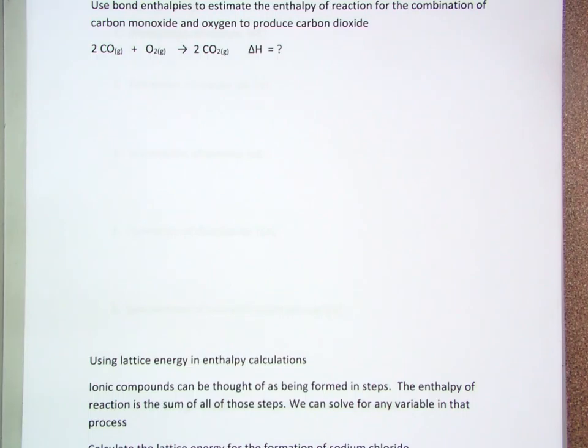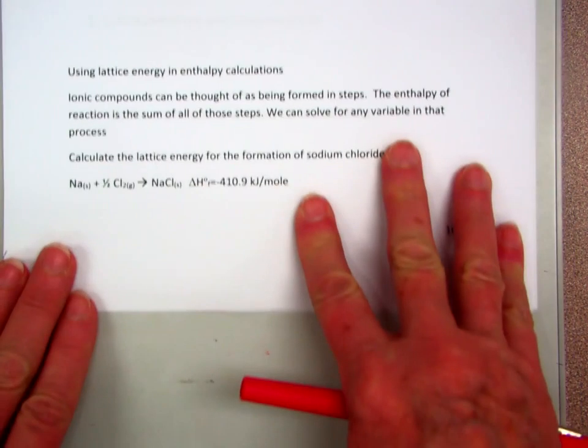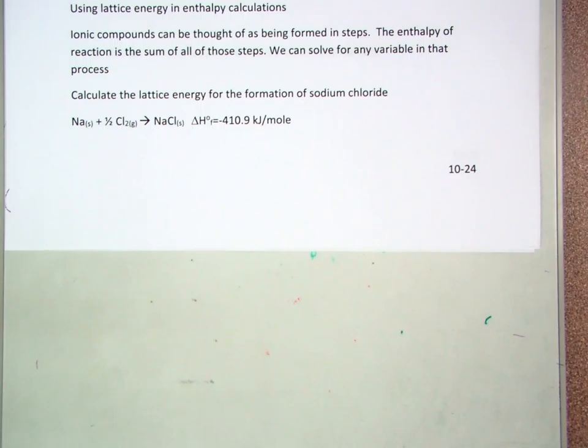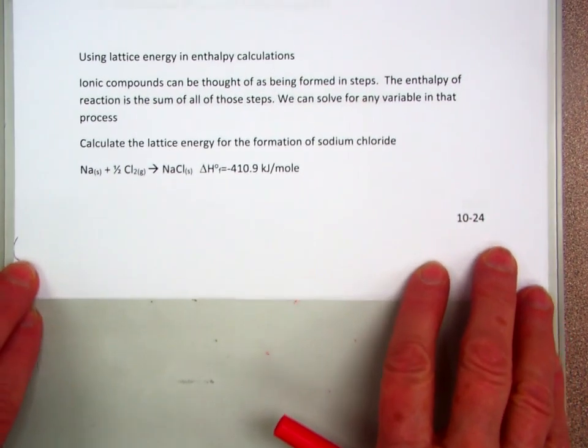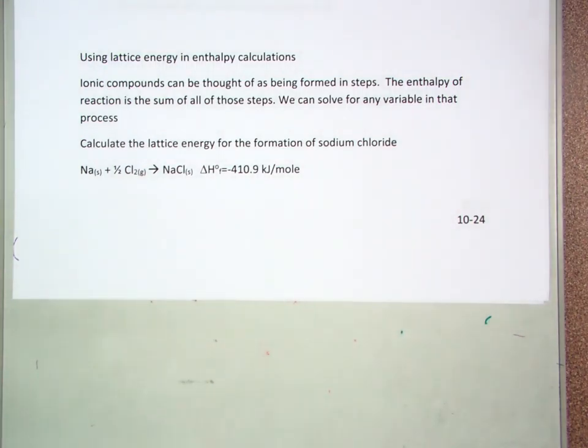Okay, now we're going to look at the very last concept in Chapter 10. This is one more way to calculate enthalpies, and I think this is the most confusing one. This may be sort of a memorizing exercise for some of you where you just say, I got to add all these numbers up. And maybe some of you will find this easier if you think about it in steps, sort of a practical thing. So calculate the lattice energy for the formation of sodium chloride.